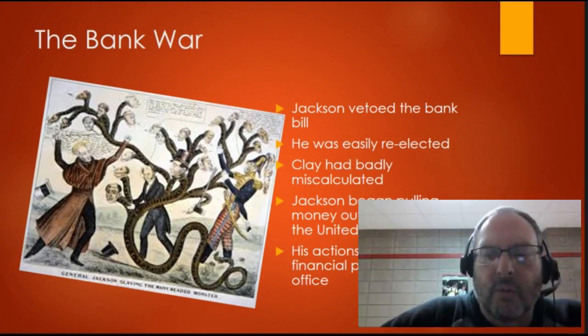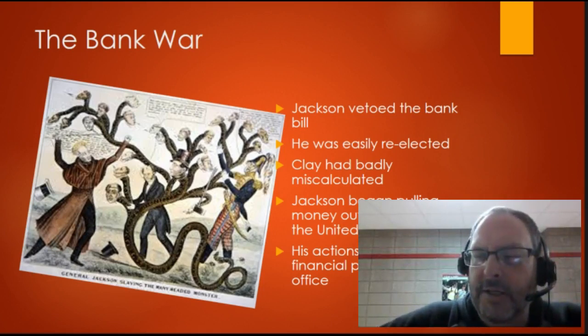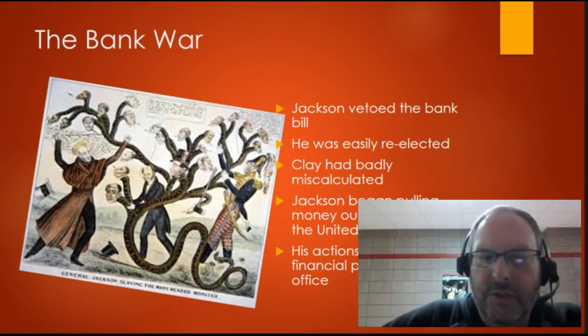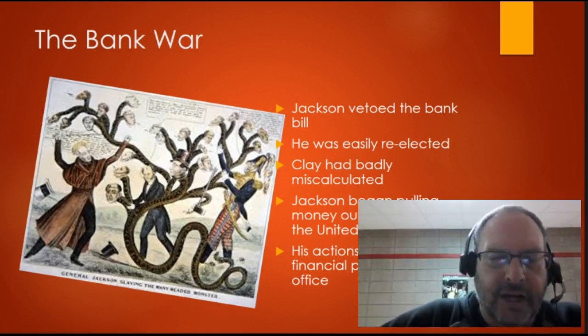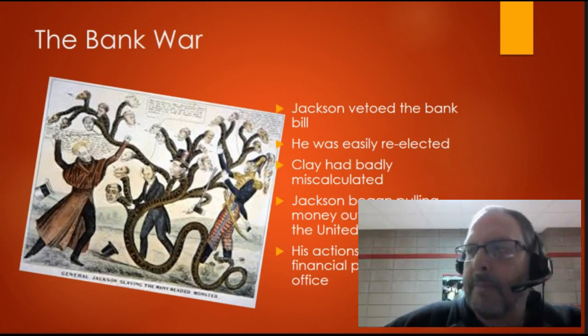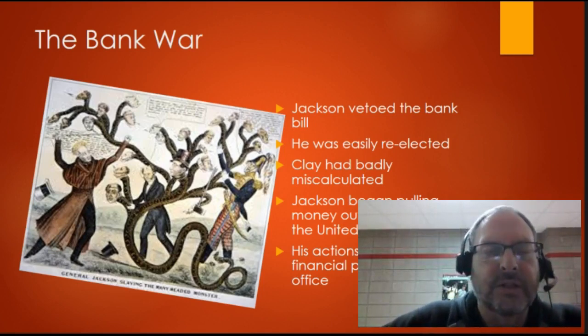Well, what really happened then in the long run is that the state banks now have nothing to regulate them, and they begin issuing too many loans, and before long we have a financial collapse. Banks fail, people can't pay back their loans, it's hard to buy new farmland. Industries can't get loans to upgrade their factories, and it just is a nightmare for the United States. It causes a big depression in 1837.